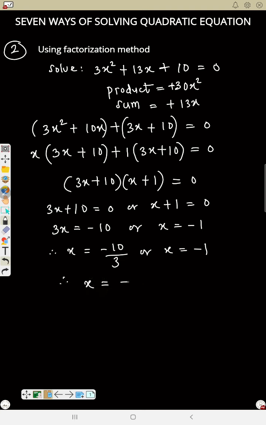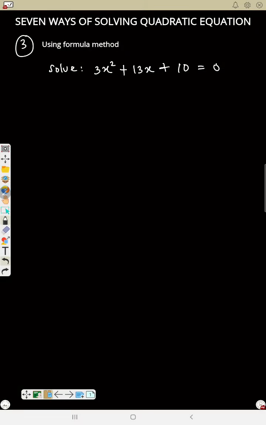So s is equals to minus 3 whole number 1 over 3, or s is equals to minus 1. Answer. Which is the same answer as the first method. Now let's see another method. You can watch my video on quadratic equation for beginners to get the methods. Here we are just solving all the methods together. Now another method. Number 3, using formula method.